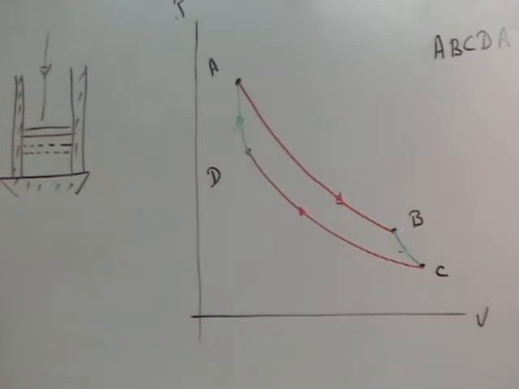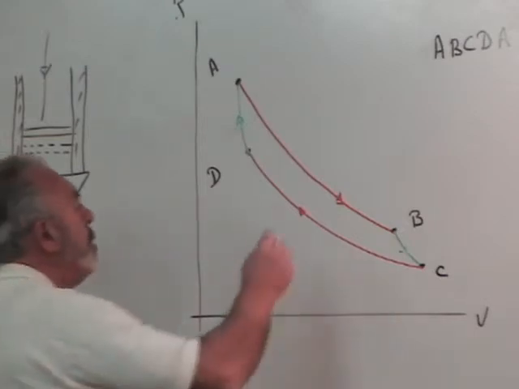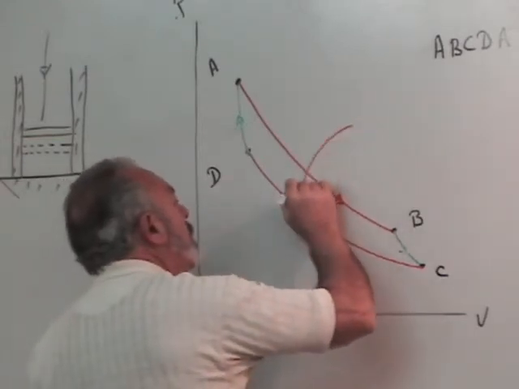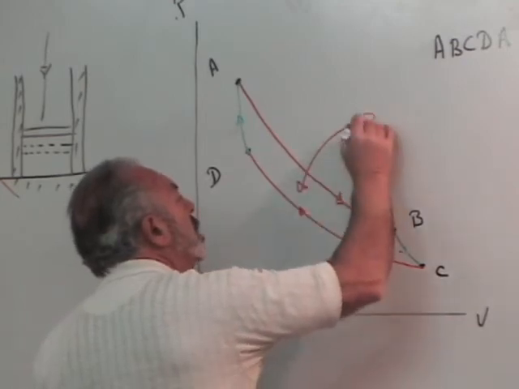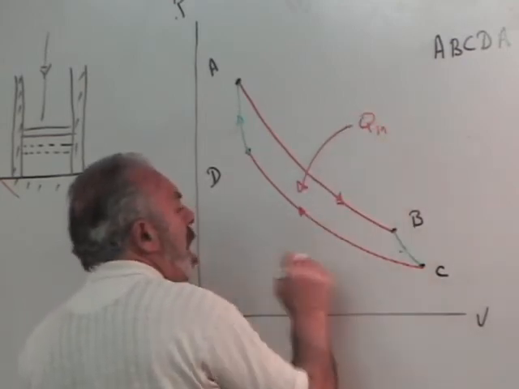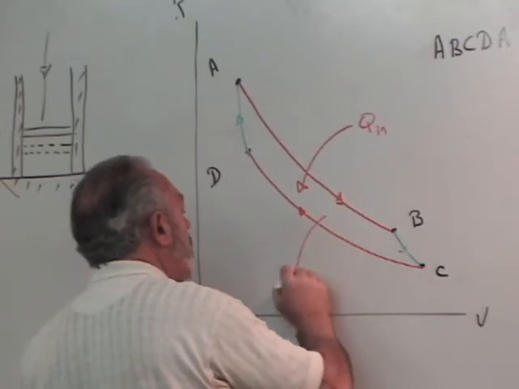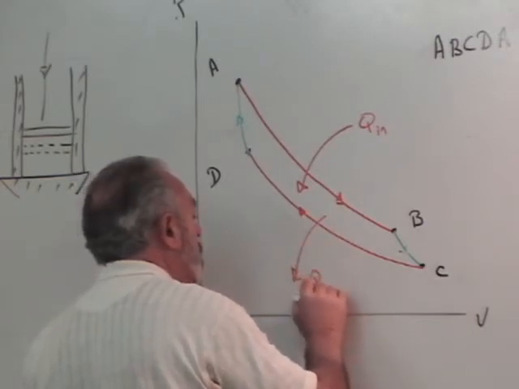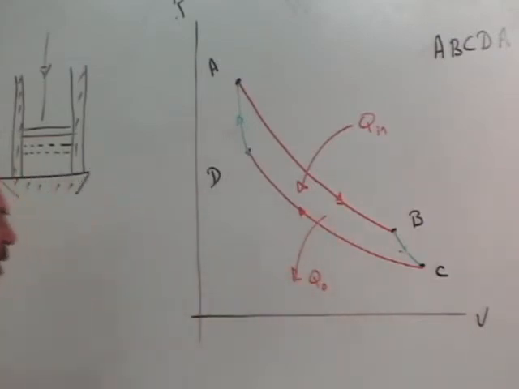As we said a moment ago, A to B, heat flows in, Q in, and C to D, we have heat flowing out, Q out. There is no heat flow from B to C or D to A. Even though work is done, there is no heat flow. This is called the Carnot engine. Carnot engine represented on a PV diagram like that.